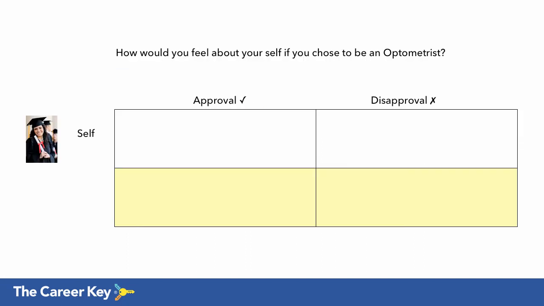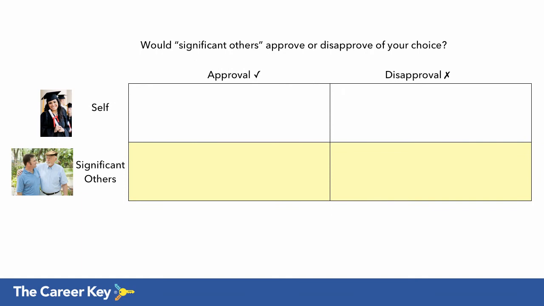The third type of consequence is whether you would approve or disapprove of yourself if you chose this particular option. You might ask yourself, for example, how would you feel about yourself if you chose to be an optometrist? The fourth type of consequence is whether significant others would approve or disapprove of your choice. Let's take a look at how this decision balance sheet might work in thinking about a career option. In this case, a decision that I made.